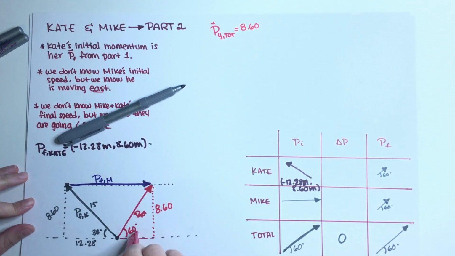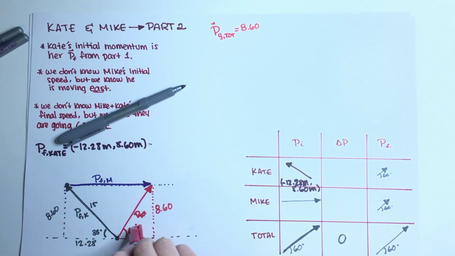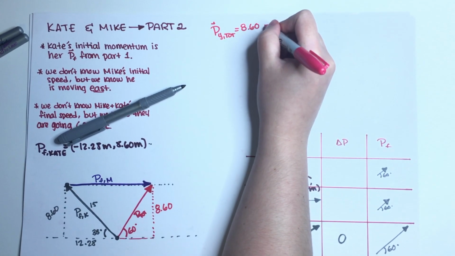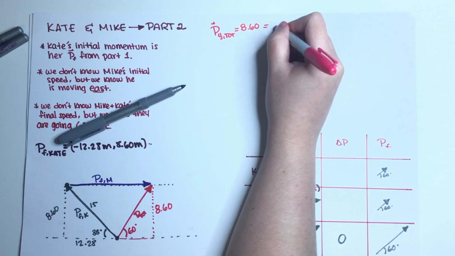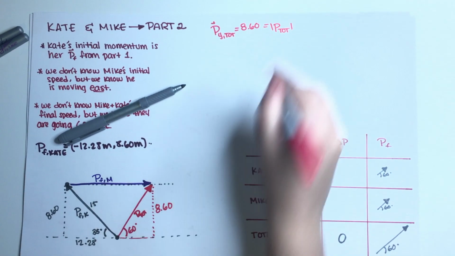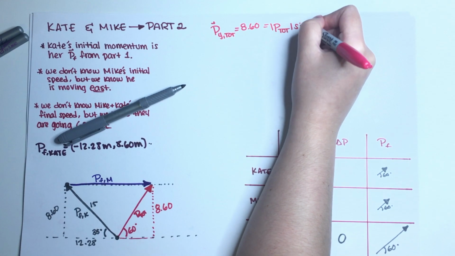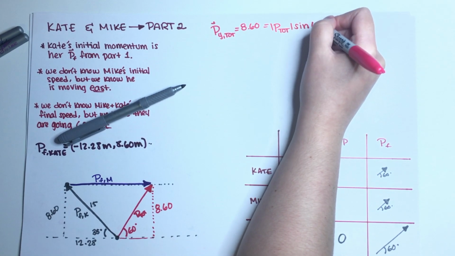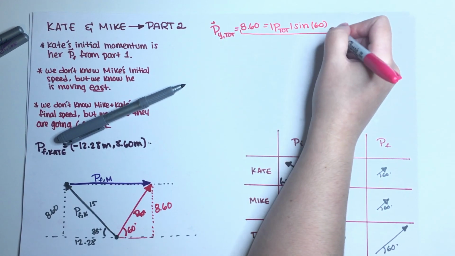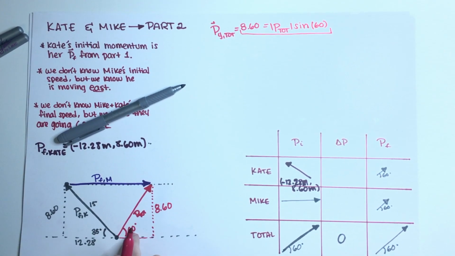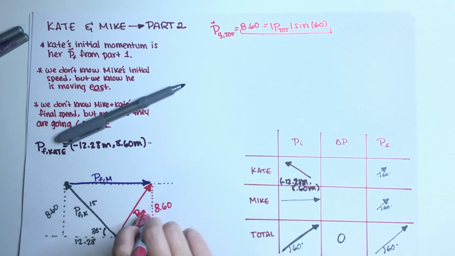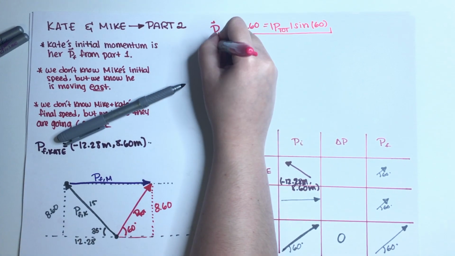and we can also use this angle, right? Because this 8.60, which is the Y component, is also equal to the total times the sine of this angle. So if we just use this part over here, which is what we know, this information was given, and then this we figure out. But now based on this, we actually can figure out what the total momentum is. So let's just go ahead and do that.